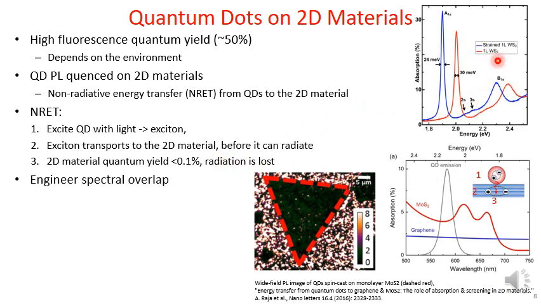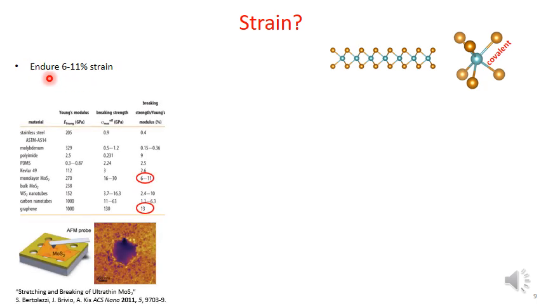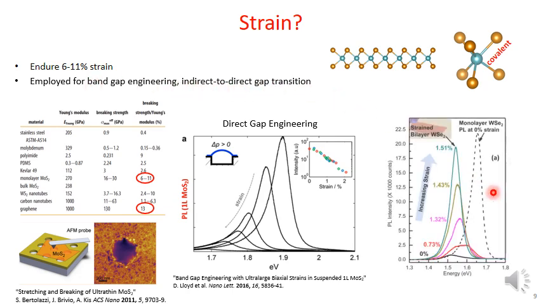One of the ways is to apply strain to your two-dimensional material. We can use strain because these two-dimensional materials are very strong. They can endure very large strain even compared to their bulk counterparts. People have used this technique for various purposes, such as band gap engineering or achieving an indirect to direct band gap transition, for instance in bilayer WSe2.